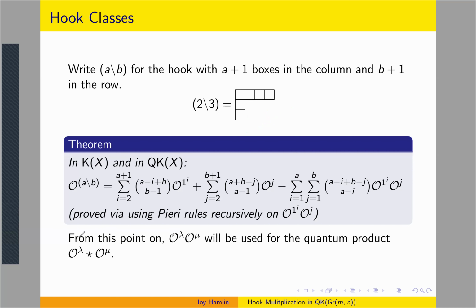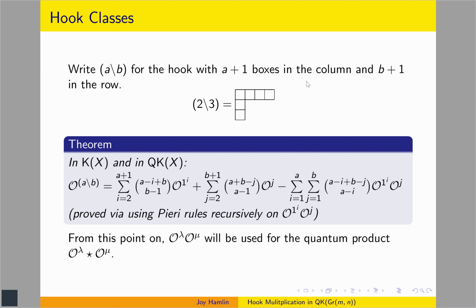Okay, and so in both K-theory and quantum K-theory, we can expand a hook class as a linear combination of row, column, row times column by using the Pieri rules recursively. And when we do it, this is what we get. It's a purely K-theoretic computation that holds true in quantum K-theory as well. From this point on, all of my multiplication will be in quantum K-theory. I'm going to leave off the star and just use juxtaposition to represent it.